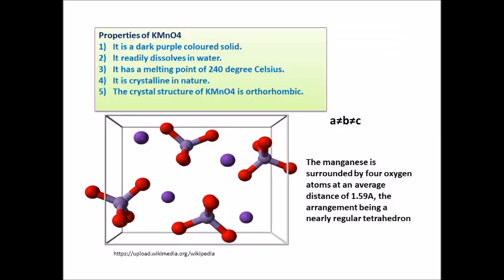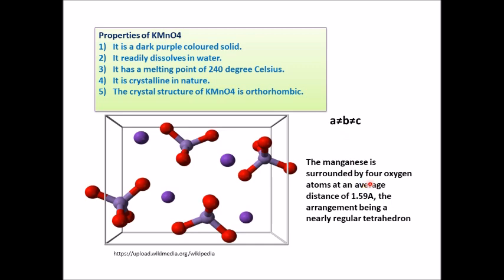Now we go to the properties of KMnO4. We know KMnO4 is a dark purple colored solid and it is readily soluble in water. It has a melting point of 240 degrees Celsius, is crystalline in nature and has an orthorhombic crystal structure, where a is not equal to b is not equal to c, that is a parameter of the crystal system.